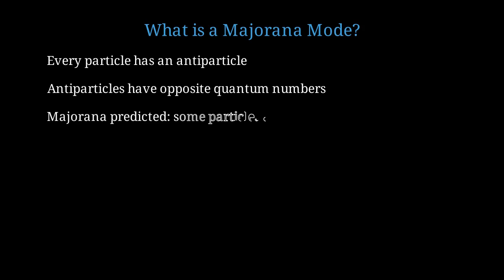But in 1937, the Italian physicist Ettore Majorana made a remarkable prediction. He asked, could there be particles that are their own antiparticles? These would be neutral fermions, where the particle equals the antiparticle.